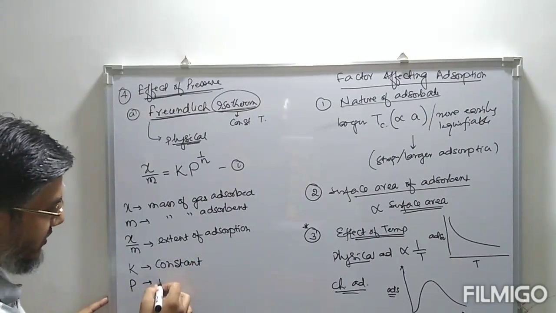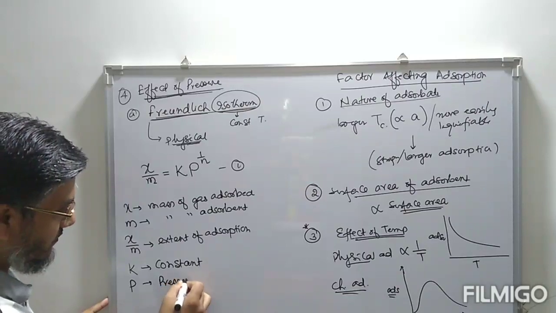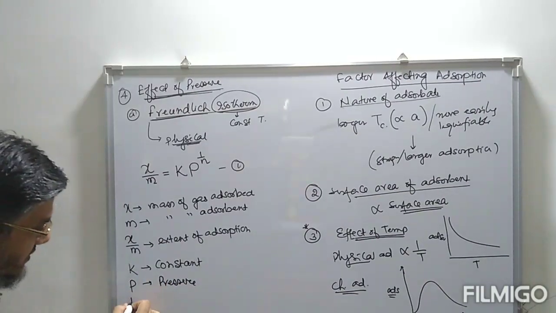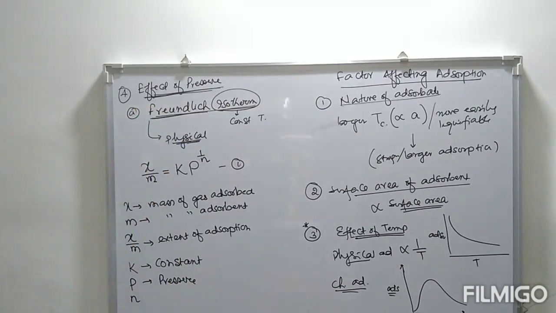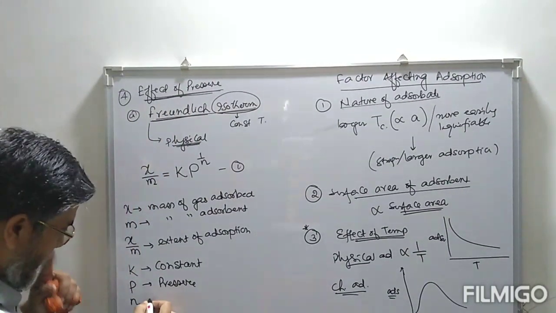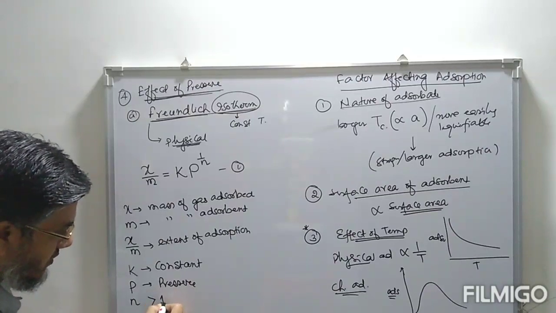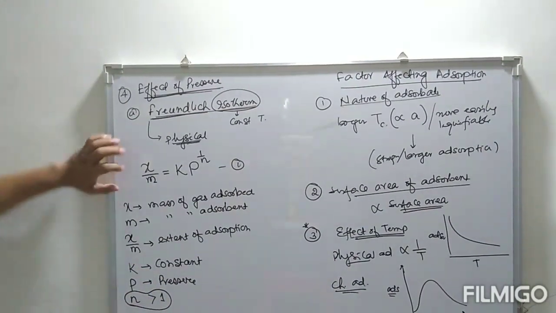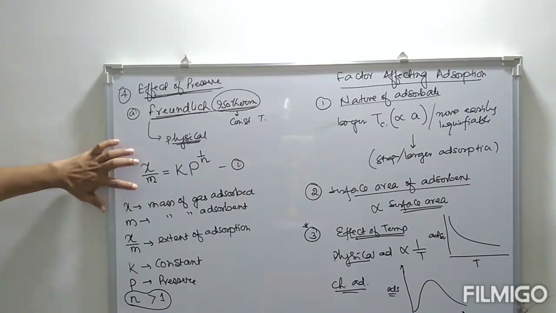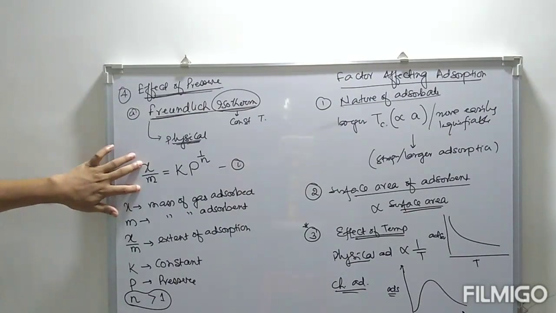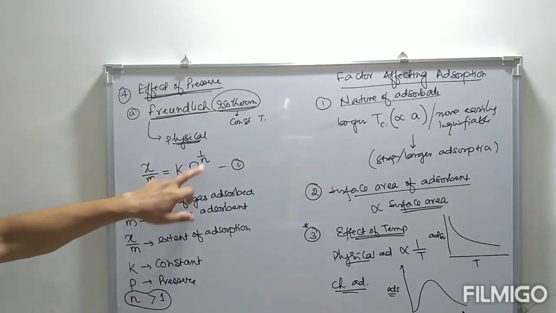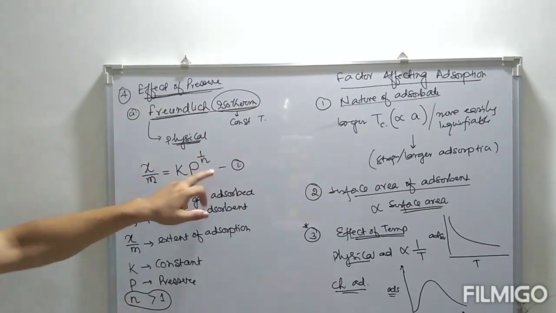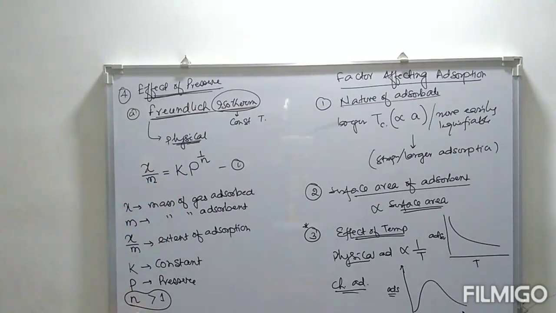P stands for pressure, and this n is another Freundlich parameter or Freundlich constant whose value is greater than 1. So we have the equation: x by m, that is extent of adsorption, is directly proportional to pressure raised to some power, that is 1 by n, where n is a constant whose value is greater than 1.